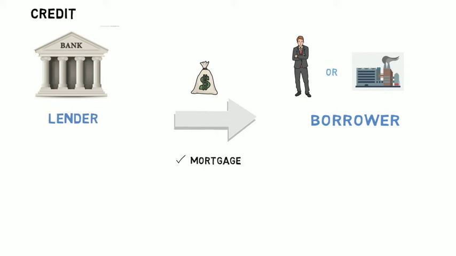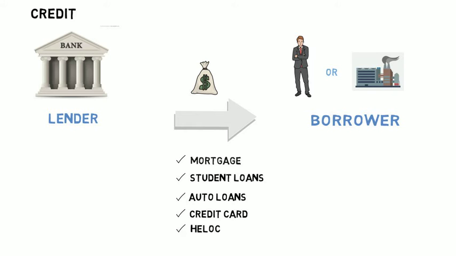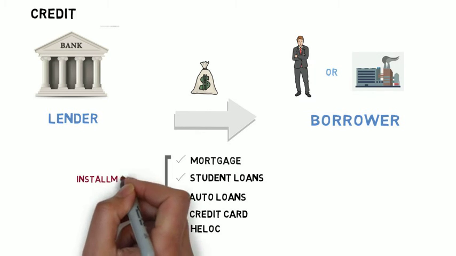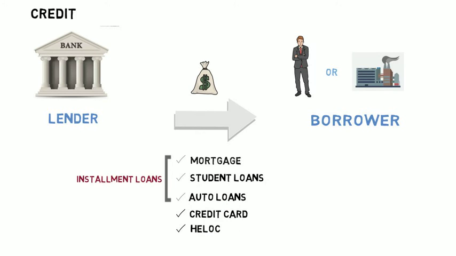For example, it can be provided in form of a mortgage or home loan, student loan, auto loans, credit card, or HELOCs. The first three are installment loans, where the loan is given for a fixed period and the loan is repaid in form of scheduled periodic payments, what we call as EMIs. The credit card and HELOCs are kind of revolving loans, where the borrower has the flexibility to decide when to borrow, how much to borrow, and the payments are open ended. Whatever is paid is made available for borrowing again.